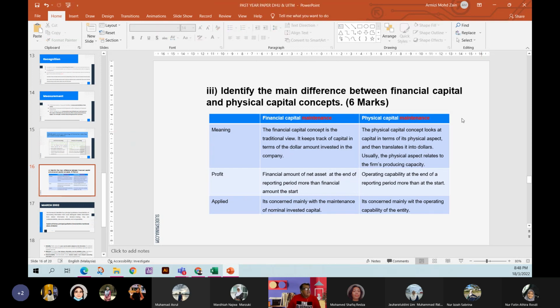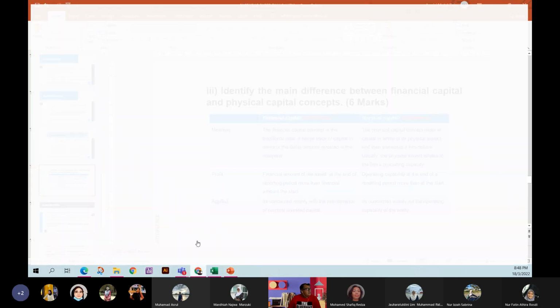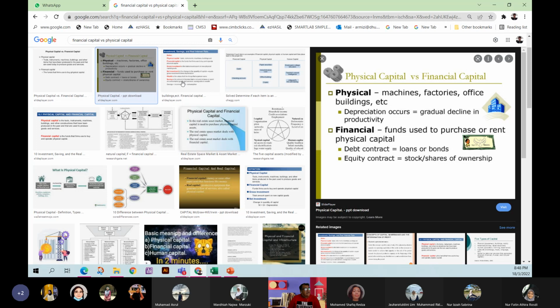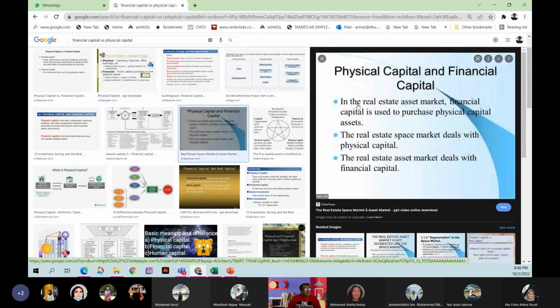Dia cerita pasal financial capital and physical capital. Ni lah contoh dia, jawapan dia ni. Ni contoh dia. Physical capital, financial capital in real estate. Physical capital is a tool. Give copies ni tak apa.